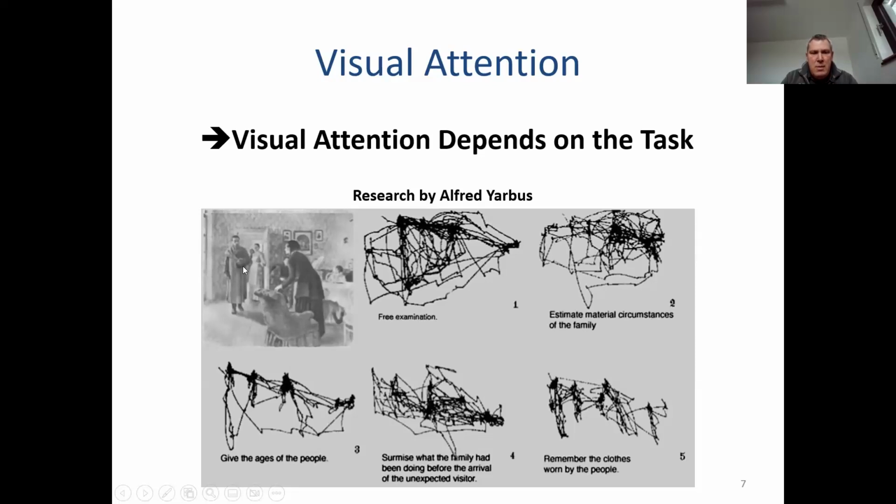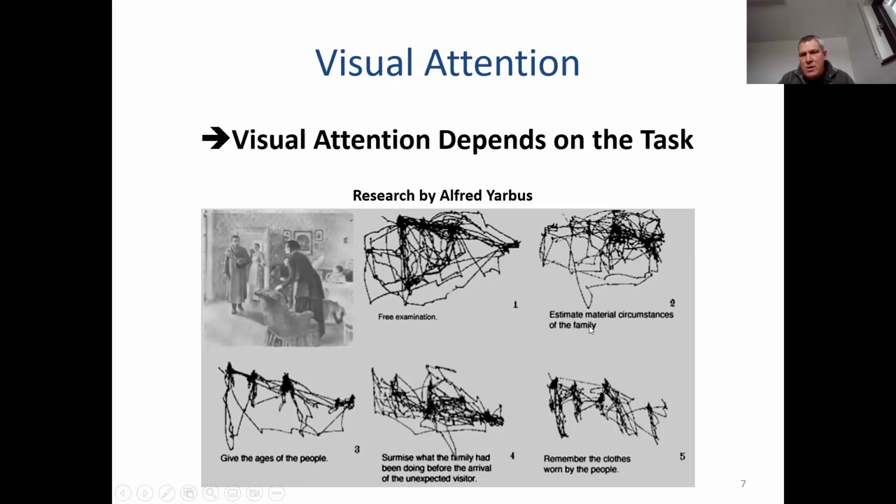You see on the upper left part a painting which is called The Unexpected Visitor. So a man is entering a room and some people are sitting or standing around. And Alfred Yarbus examined how the visual attention behavior would look when the spectators get different kinds of tasks. So you see here a free examination task. That means just look at the painting. So your eyes are looking around a little bit. Maybe you look into the faces, to the room, to the chair, or whatever.